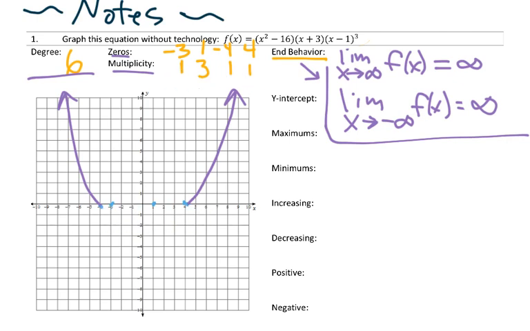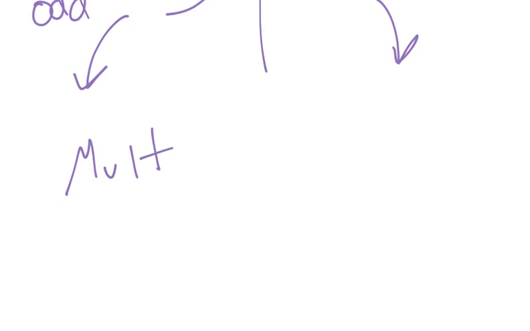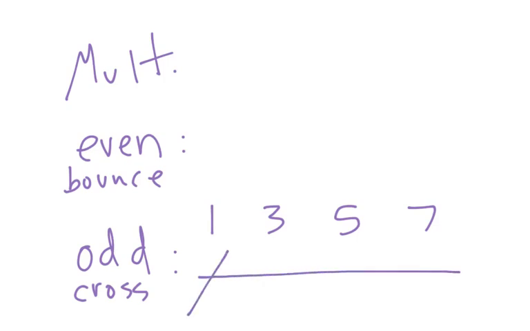And that multiplicity helps us with the in-between stuff. Okay, so remember, when we're dealing with multiplicity, we have even and we have odd multiplicity. Even, it's going to bounce or touch. Odd, it's going to cross. Now the lower the odd, the straighter it crosses, right? So like if this is my x-axis, that would be straighter. The higher it gets, the more it kind of flattens out.